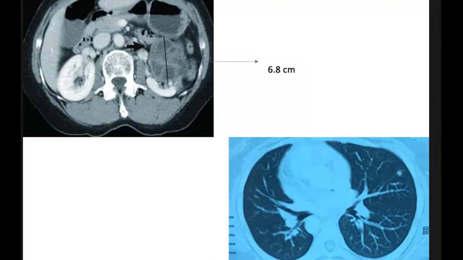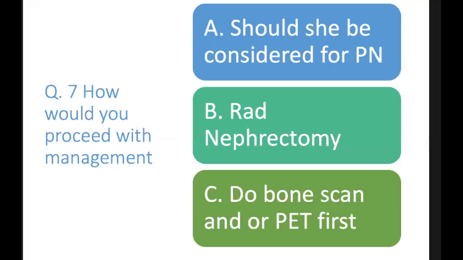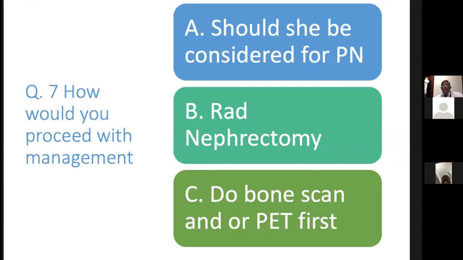So an obese middle-aged lady with a nearly 7 centimeter RCC with a suspicious nodule in the lung, and the rest were all okay. So my question, we go to the next poll. Should she be considered for partial nephrectomy? Can we have the next poll? Or should she be considered for radical nephrectomy? Should we do a bone scan or a PET scan first before further decision for treatment?